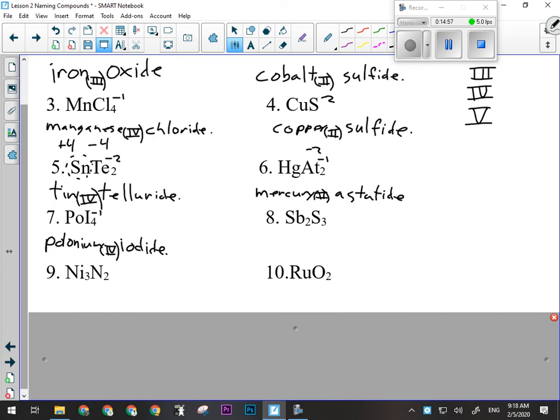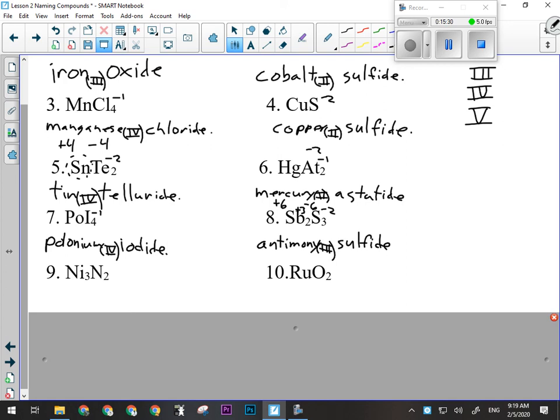Okay, number 8, Sb stands for antimony, and it's with sulfur, so we'll have antimony something sulfide. Sulfur is always a -2, and there's 3 sulfurs for a total of 6 negative charges. So I have to get 6 positive charges from the 2 antimonies. 6 divided by 2 is +3, so this is antimony 3 sulfide.